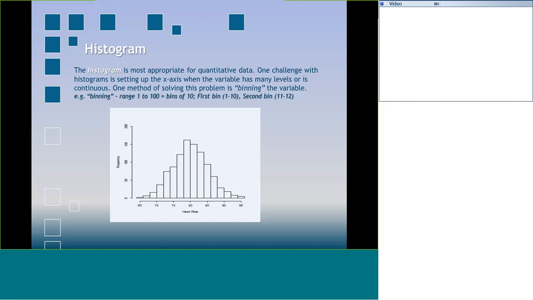Aesthetically, the histogram differs from the bar chart by not placing spaces between the bins of a variable. Like the bar chart, the histogram can be used to find the mode of a distribution. This is simply the highest point on the histogram.